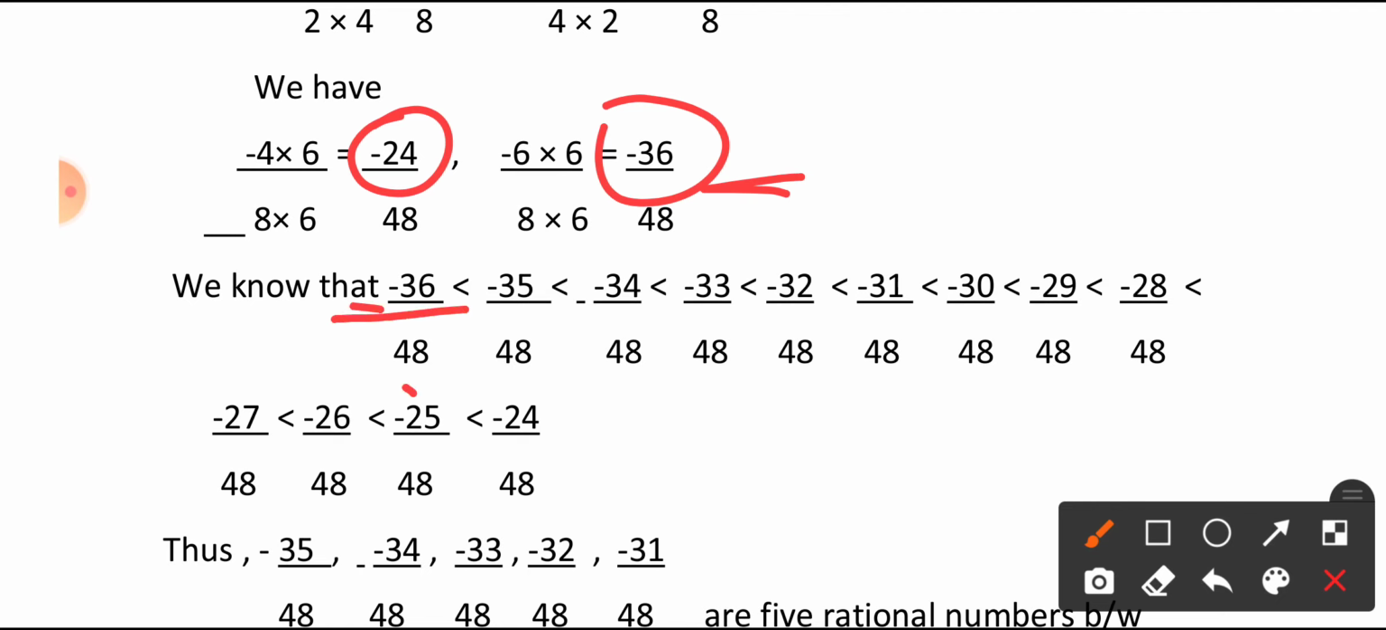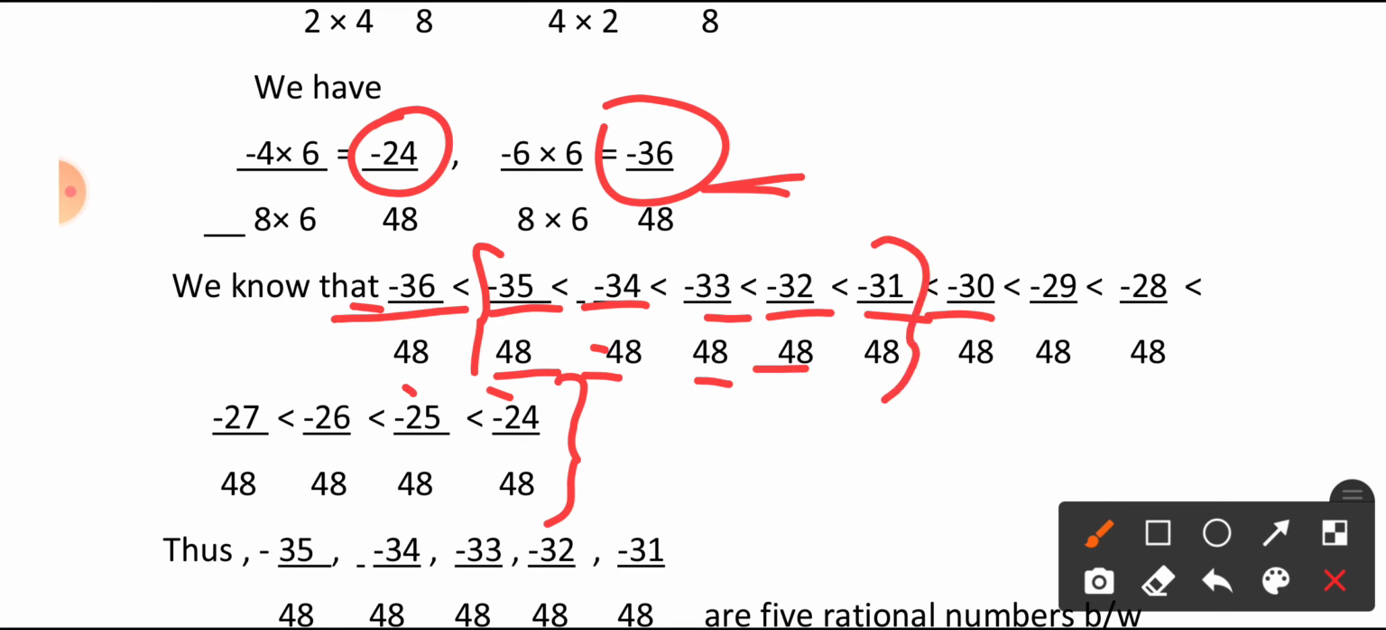Minus 36 upon 48, then minus 35 upon 48, minus 34, minus 33, minus 32, minus 31, minus 30, till where we have to write minus 24 upon 48. Now we have to write only 5 rational numbers. So from where do you have to start? From the starting. Minus 35 by 48, minus 34 by 48, minus 33 by 48, minus 32 by 48, and minus 31 by 48.